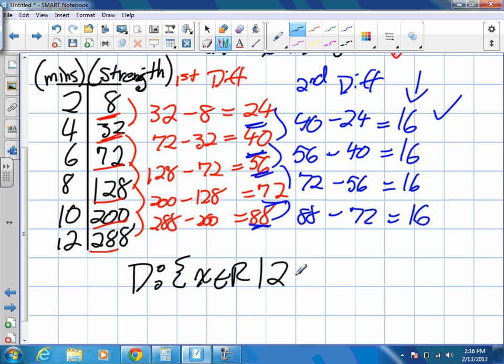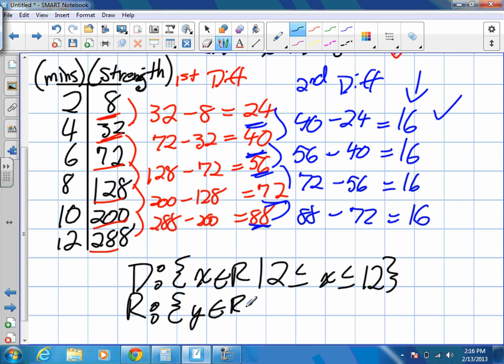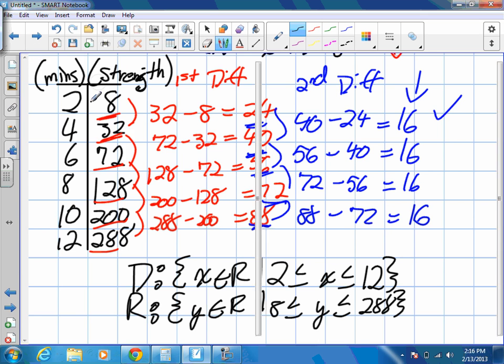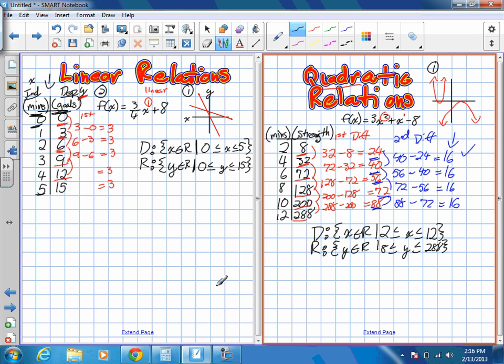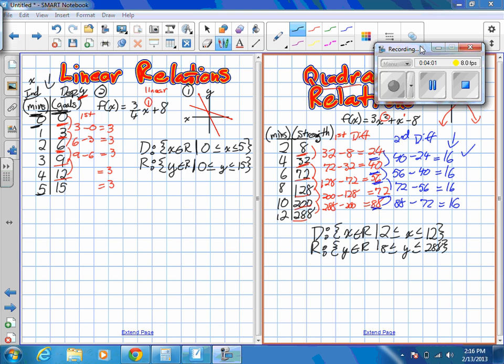Do I use X or Y? X. What's the highest value we have here? 12. Okay. And the range? Yep. Such that 288. Perfect. So you guys got domain and range down also. Okay, so we just did quadratic, and just before that we did linear also. Okay?